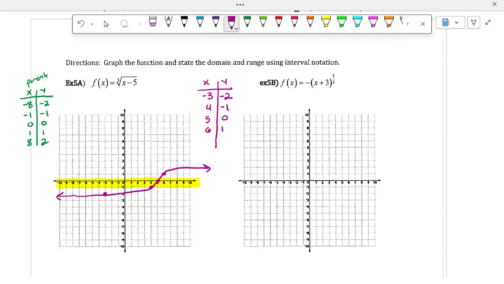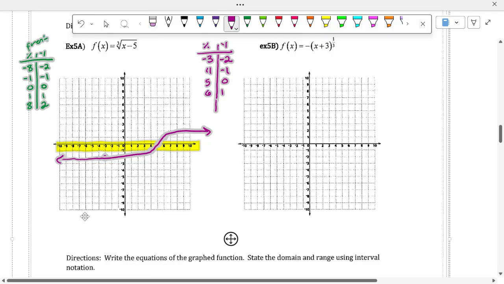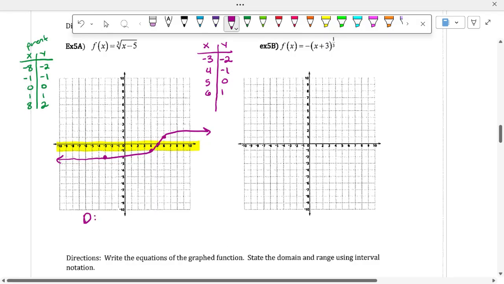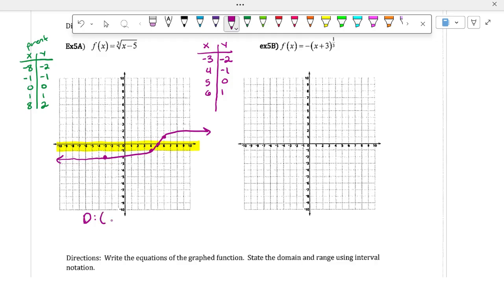All right. What's the domain of this function? What's the domain? Negative infinity to positive infinity. Both ends have arrows. They go on forever. You can also say it's all real numbers.